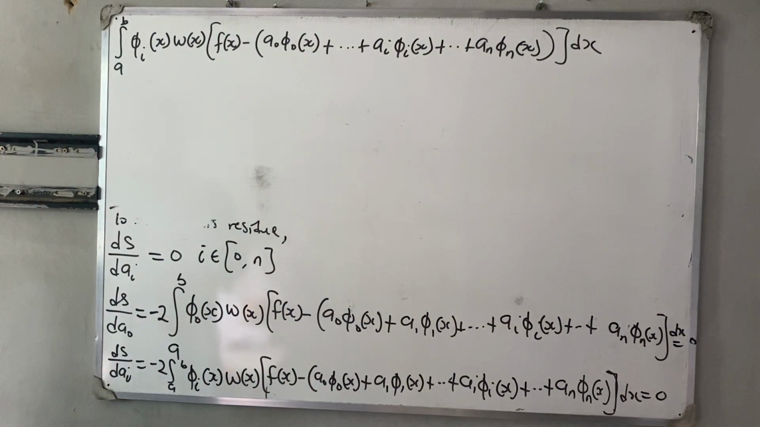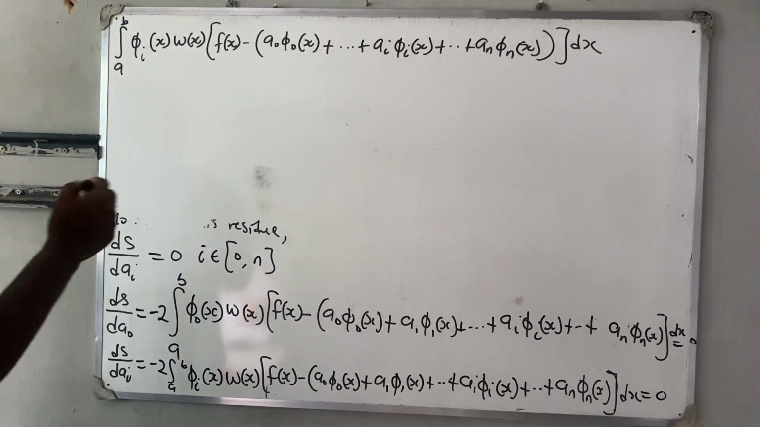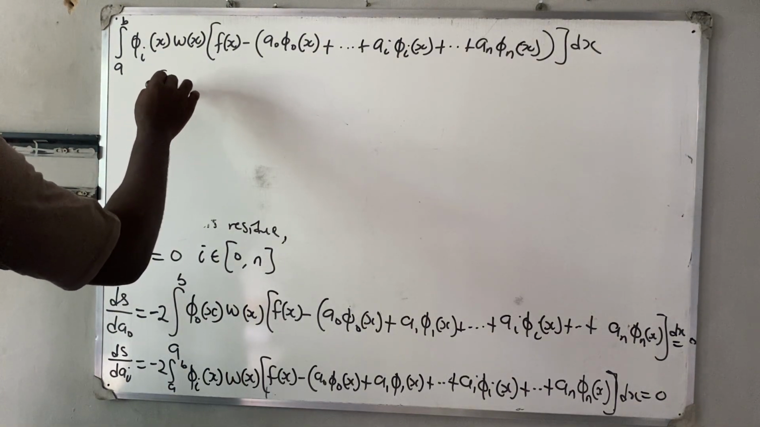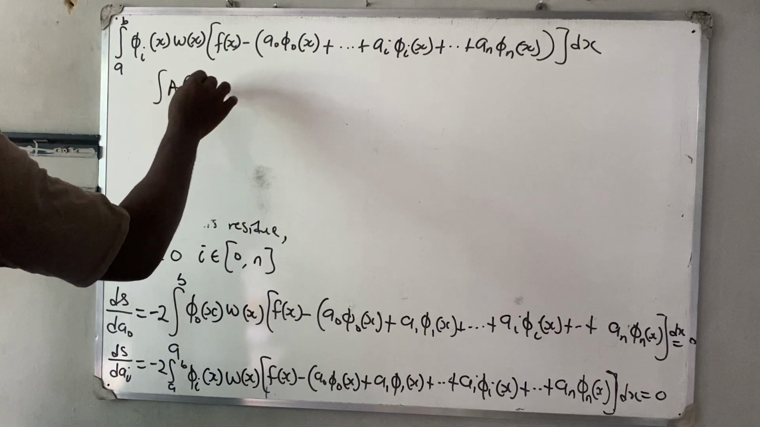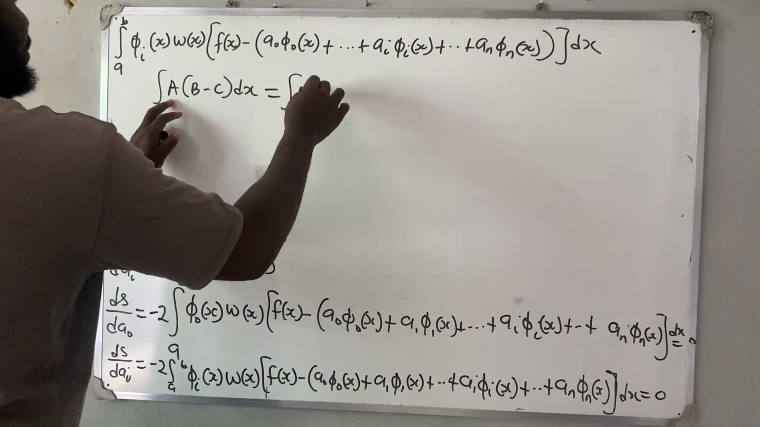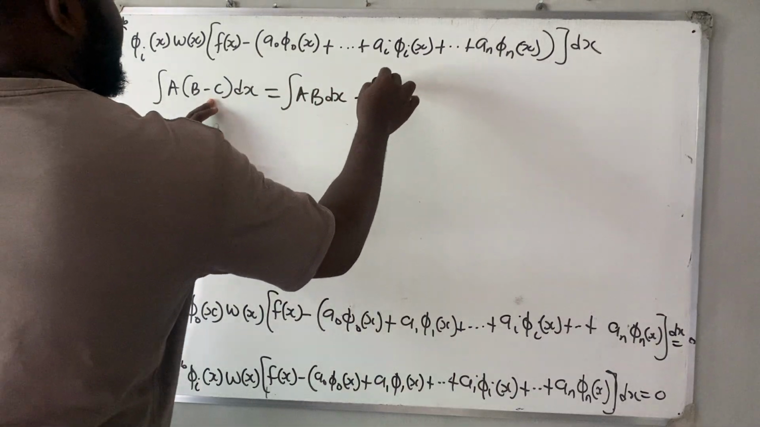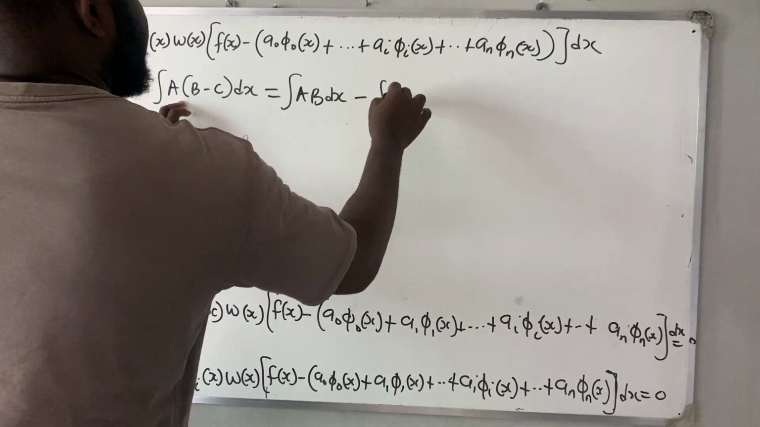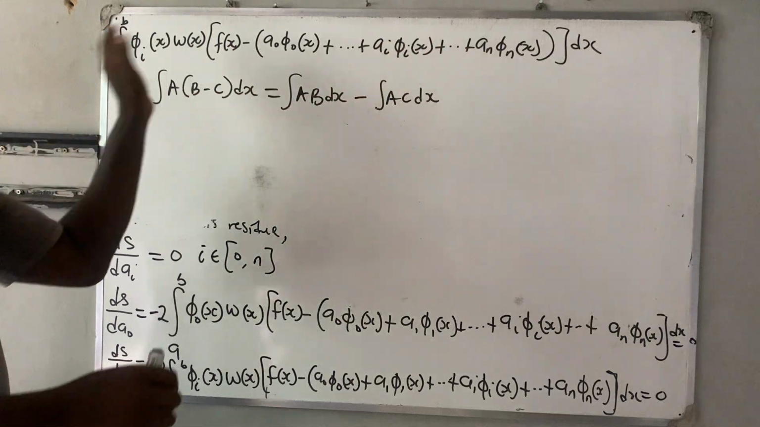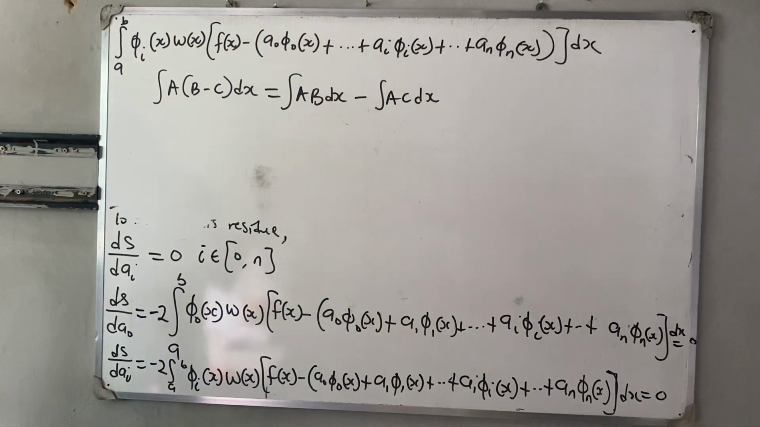Now there is something I need you to look at. Do you know that the integral of a bracket b minus c dx is the same thing as saying the integral of ab dx minus the integral of ac dx? So note this. Which means we can just use this to open the bracket and take the integral individually. So if we do that now, what are we going to have?